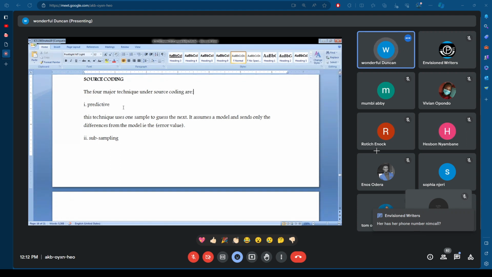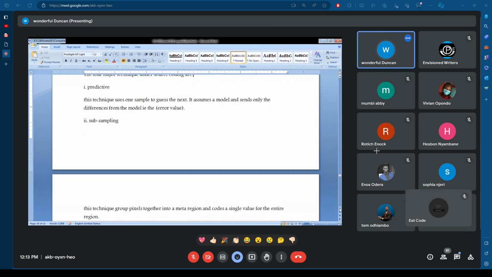Now we can have an interframe or predictive frame, and then we will know which other frame will follow. Then when we know this frame, we look at the one we have now to know the next frame that will follow, like that when you are compressing and decompressing. It assumes a model and sets only the differences from the model, i.e. the error value.